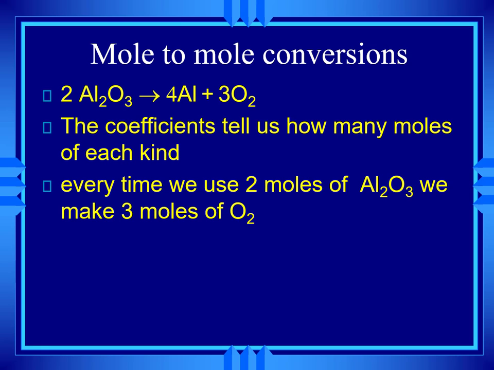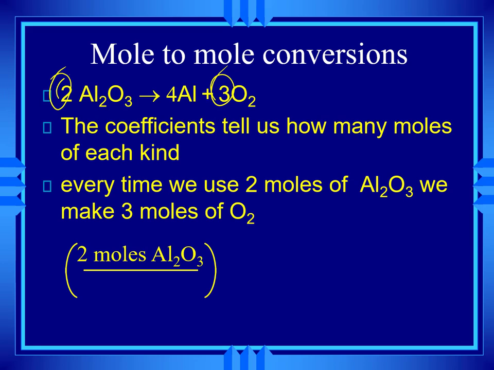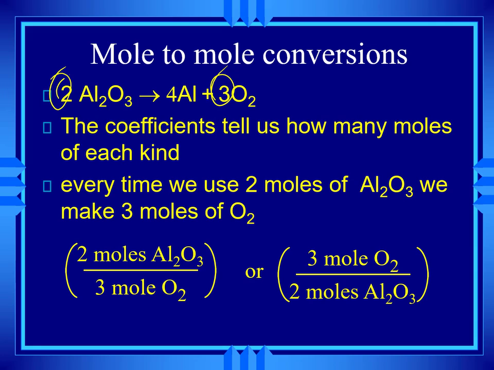So according to my equation, every time I use 2 moles of Al2O3, I make 3 moles of O2. So those are equivalent. If I use up this, I make that. So I can write 2 moles of Al2O3 for every 3 moles of O2, or I can write 3 moles of O2 for every 2 moles of Al2O3. I can put either one on top because they're equivalent.